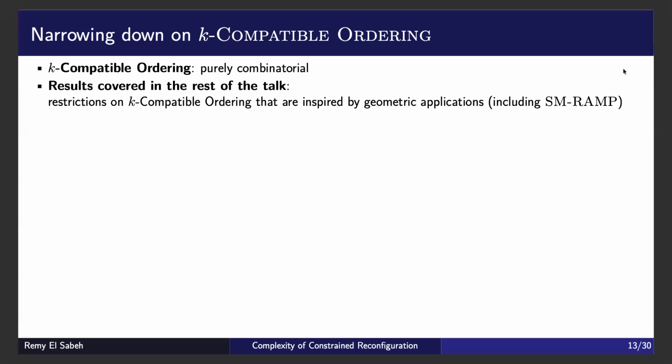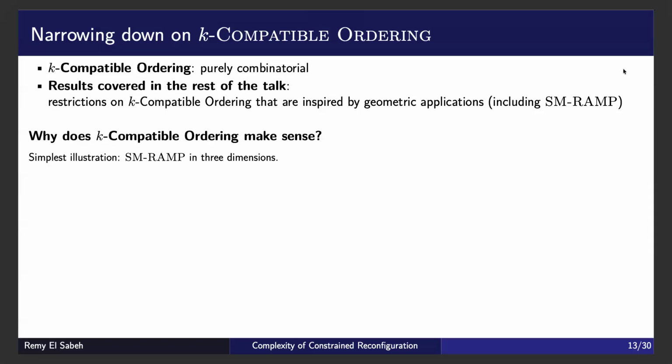So we kind of left out most of the talk about geometry, because k-compatible ordering is purely a graph theoretic problem at this point. So what we will be talking about in the rest of this talk is restrictions. That was at least our initial way of thinking about things. We wanted to get as close as possible to saying something useful about SMRAM. Before we get to that point, I think it makes sense to at least motivate why we're talking about k-compatible ordering, because the jump from 2 to k was a bit arbitrary.